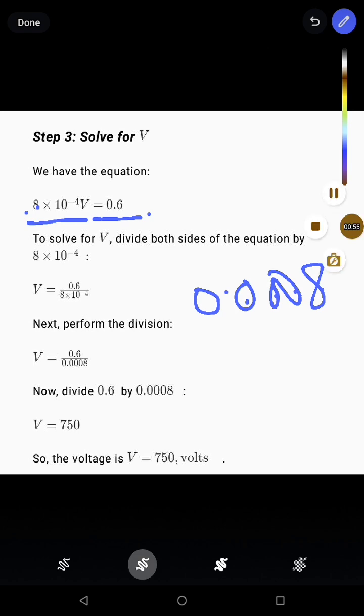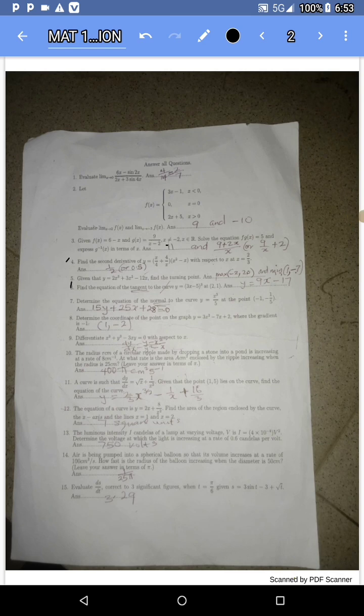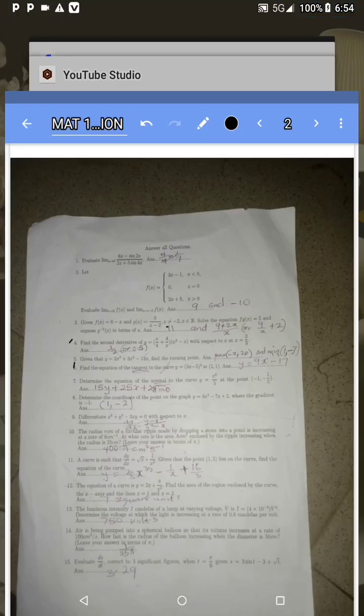The next one we have here, let's go to the question again. I like doing that so that you see what I'm doing, just the way I'm doing it. Number 13. Air is pumped into a spherical balloon so that the volume increases at the rate of what? They give us a rate. How fast will the radius of the balloon increase when the diameter is 50? Leave the answer in terms of pi.